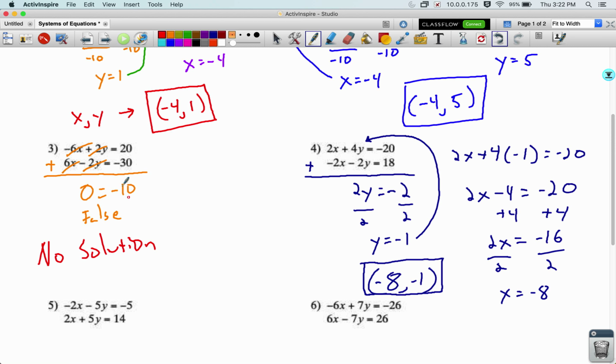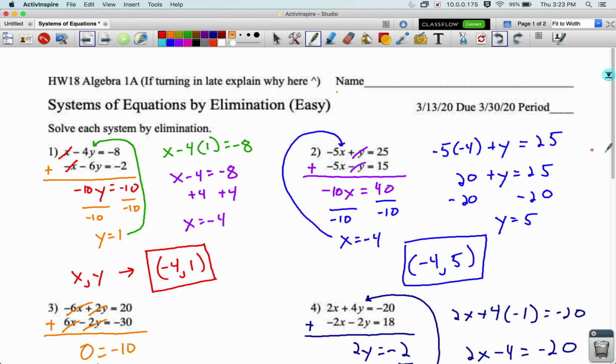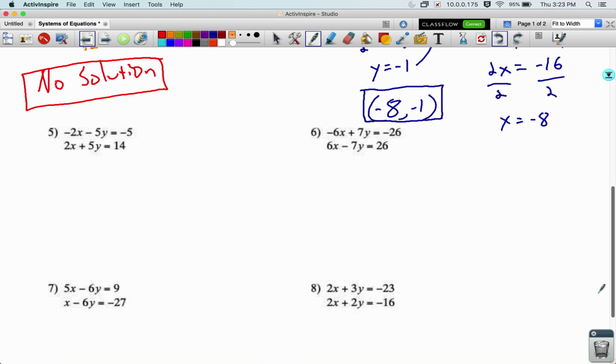All right, so you can remember that now. If you ever get a false statement while doing elimination, you can write no solution and box that as your answer. Which one did we say had infinite? Number 6. Let's see why number 6 has infinite solutions.